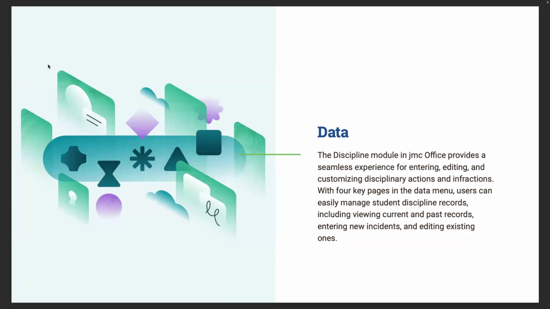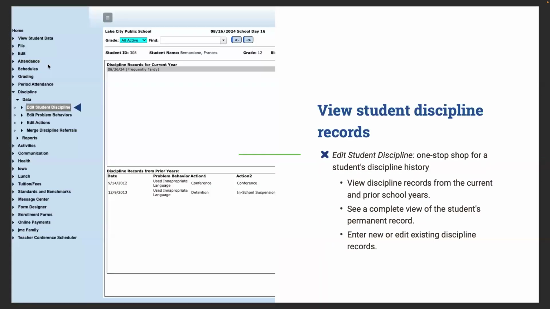So first, we'll talk about data. The discipline module in JMC provides a seamless experience for entering, editing, and customizing disciplinary actions and infractions. With 4 key pages in the data menu, users can easily manage student discipline records, including viewing current and past records, enter new incidents, and edit existing ones. So you can edit student data here. We've got discipline data, edit student discipline. It's your one-stop shop for students' discipline history.